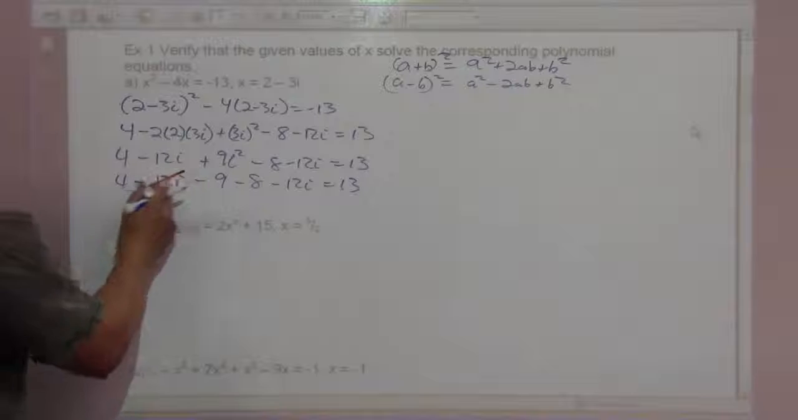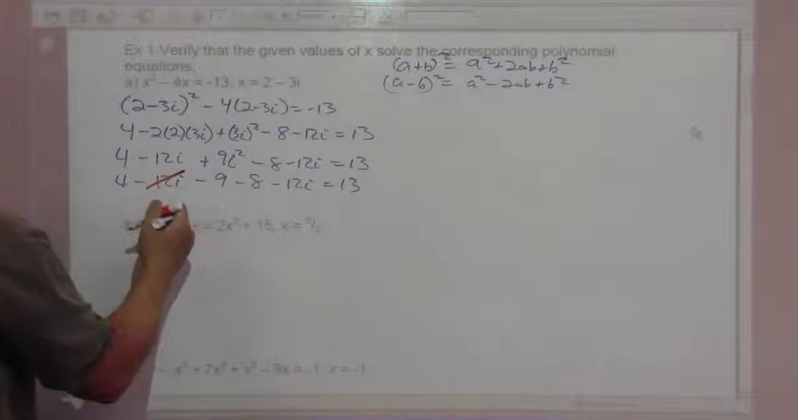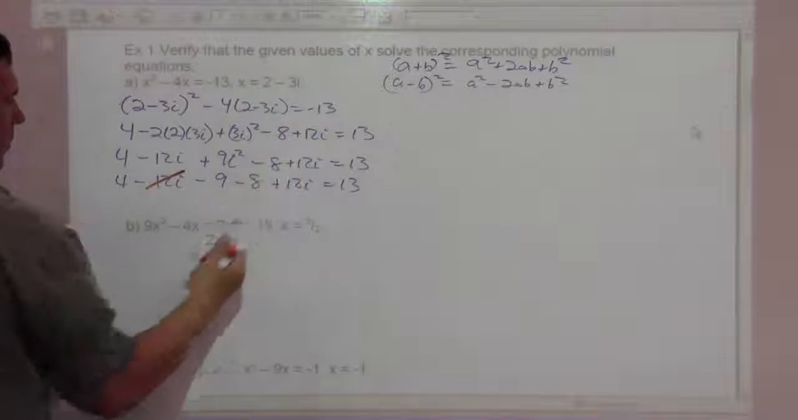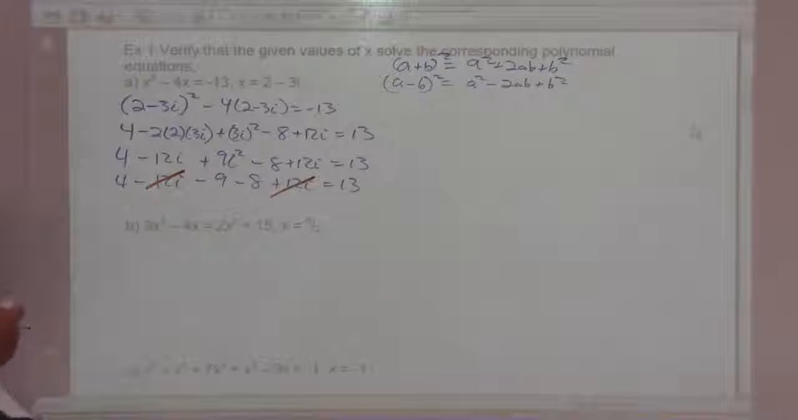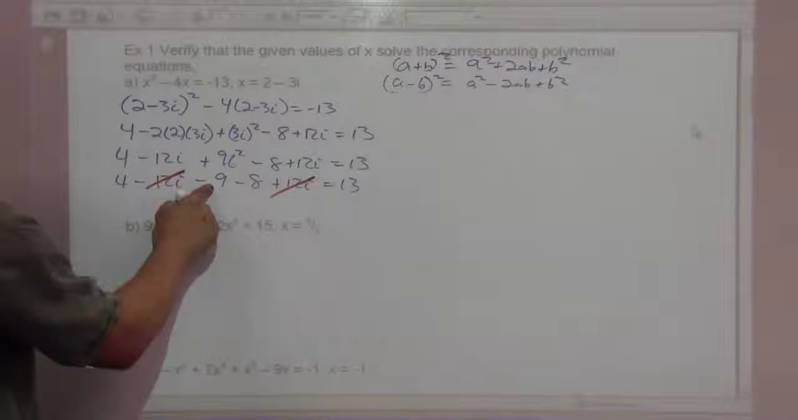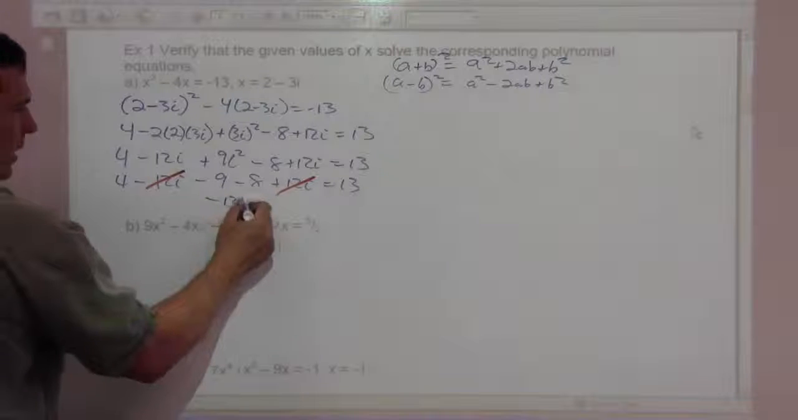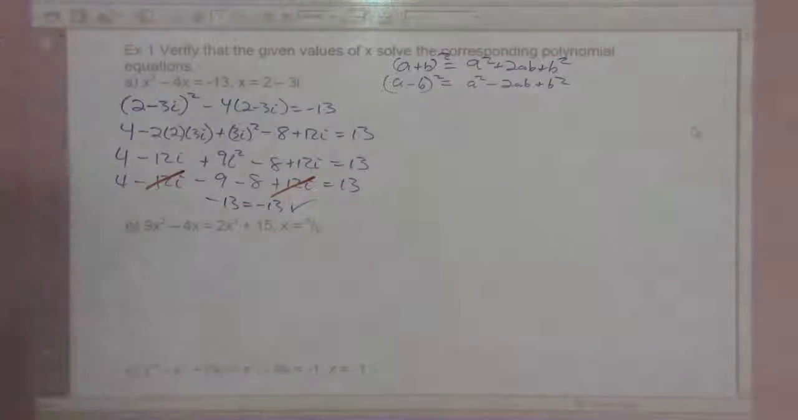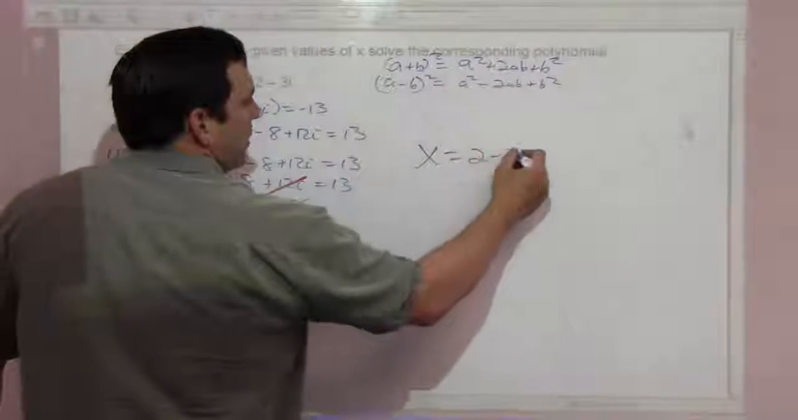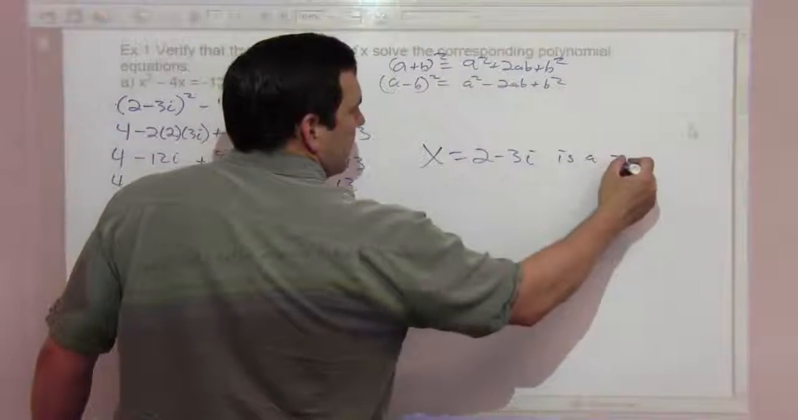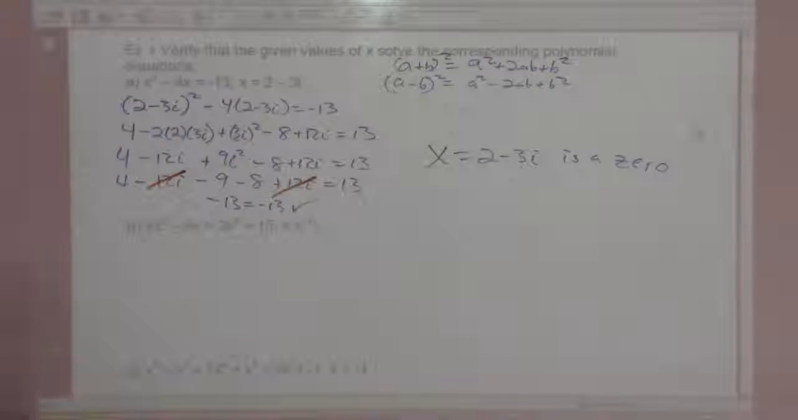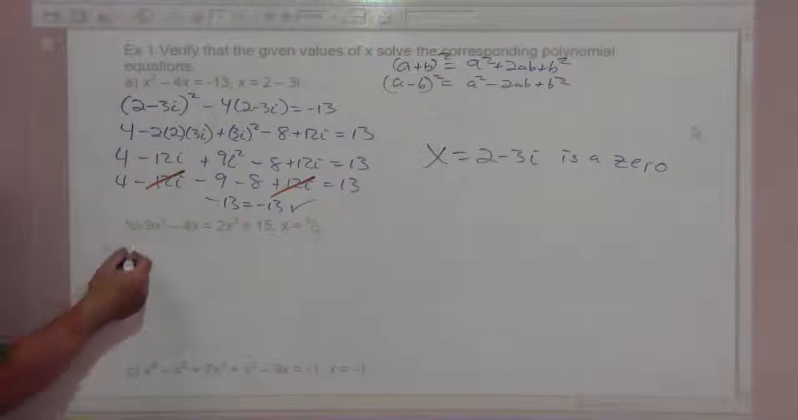Okay, so negative 12i, oh, one was a plus 12i. Oh, there's a double negative. That should be a plus there. So that one's going to cancel. 4 minus 9 is negative 5. Minus 8 is negative 13, equals negative 13. So that worked. So we'd say x equals 2 minus 3i is a 0, or a root, or solves the equation.